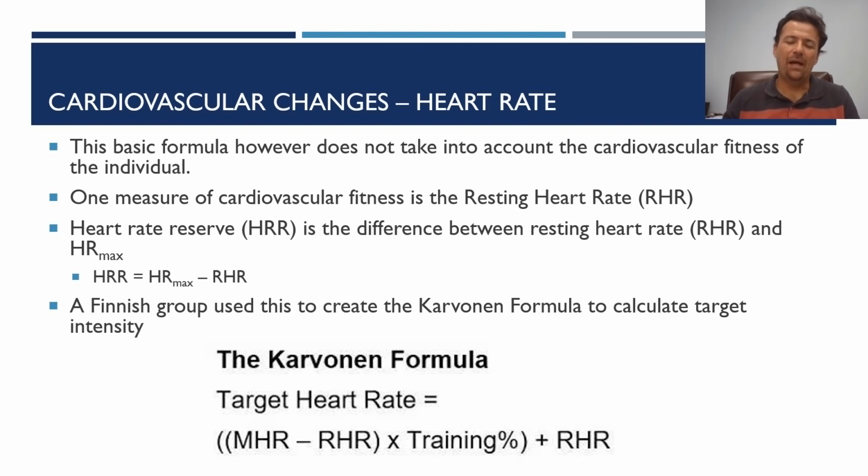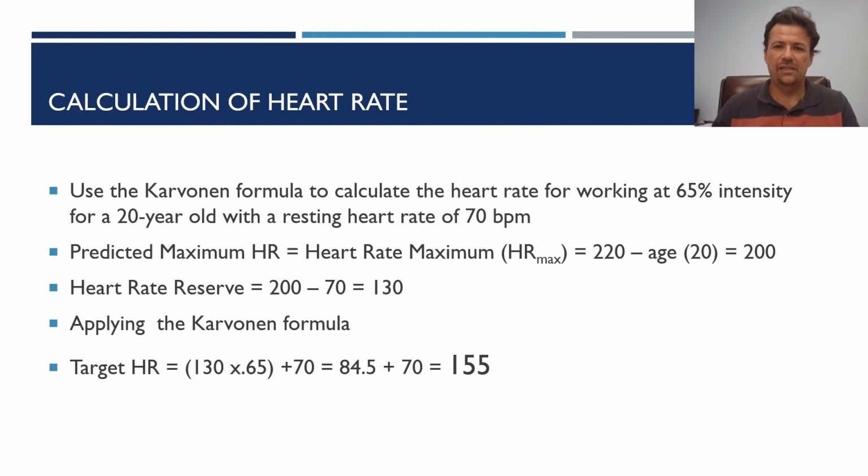Now you can play back the video to understand it. You can look at the formula and just pause and study it. Or we have an example on the next page that you can look at and consider to learn how to use the Karvonen formula to calculate heart rate. What you'll realize when you do that is persons who have a lower resting heart rate are more fit, and it allows them to train at a higher intensity than those who have a higher resting heart rate.